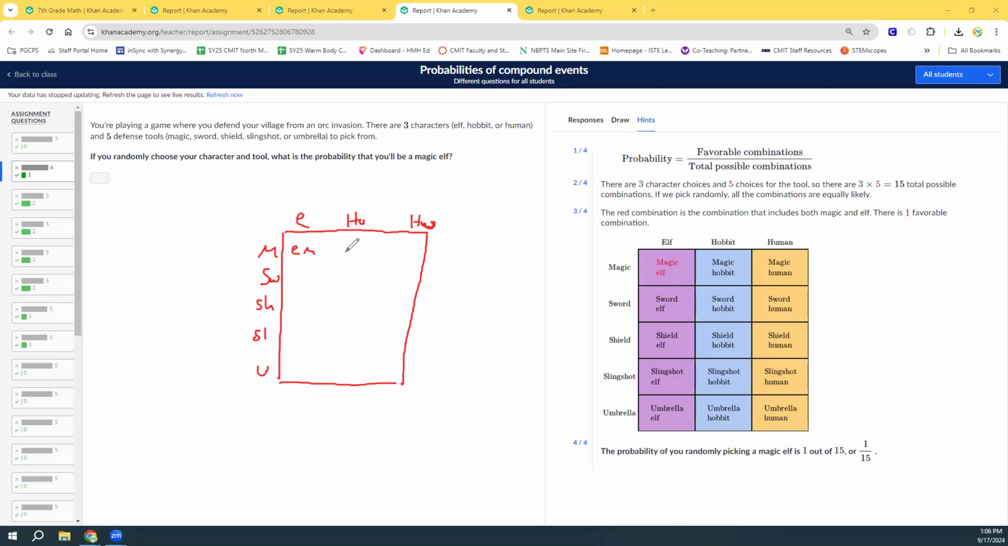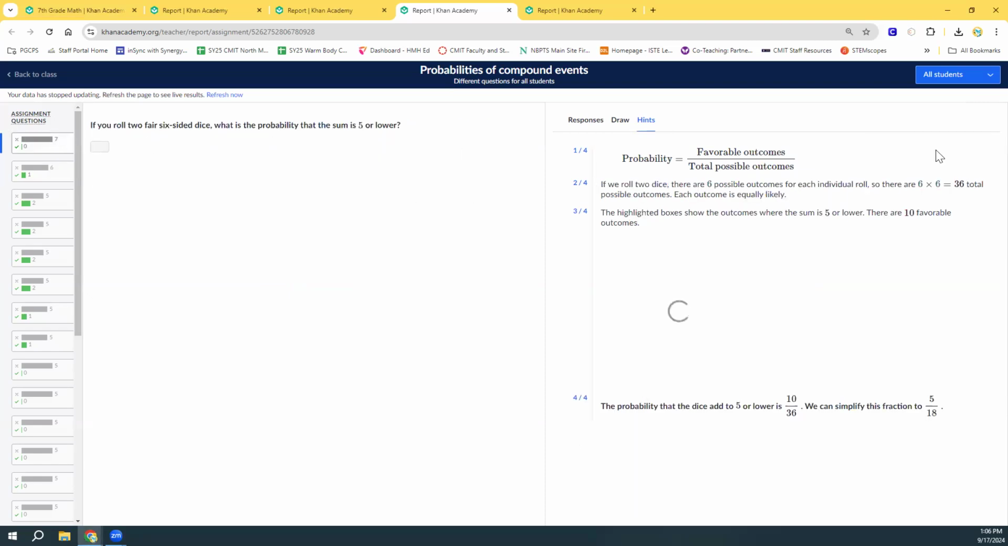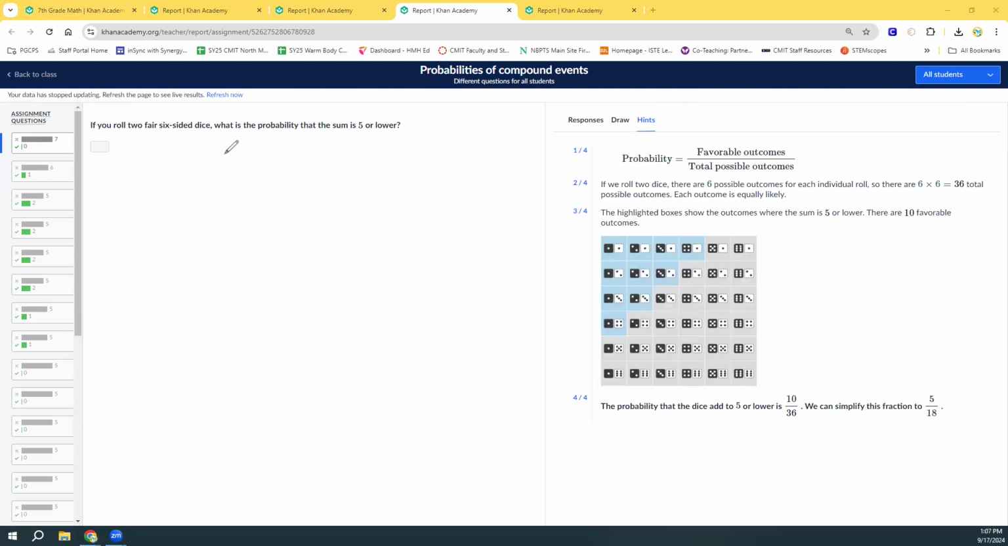This is gonna be a human magic, a hobbit with magic, sorry. This will be a human, and this is gonna be an elf with a sword, and so on. We're just gonna kind of go all the way over and up and see where they meet, like a battleship. Okay, let's use that strategy for the next one. See how it goes. Oh, this is okay. This is great. So this is exactly what I would use.